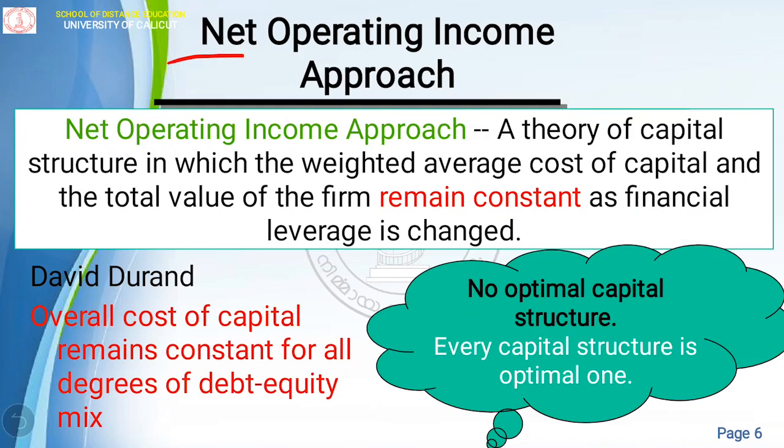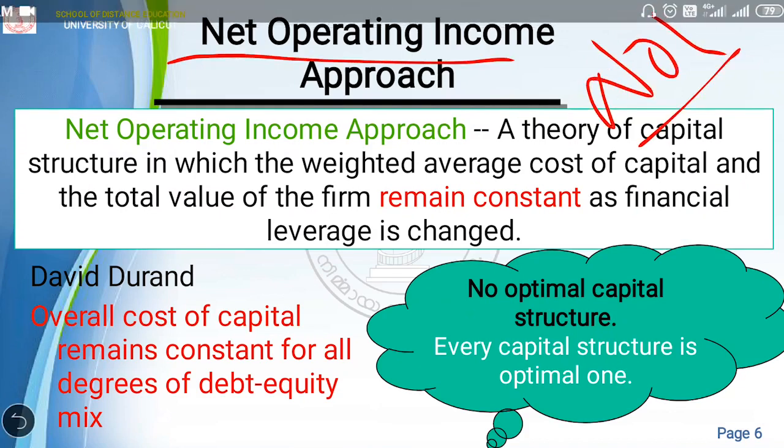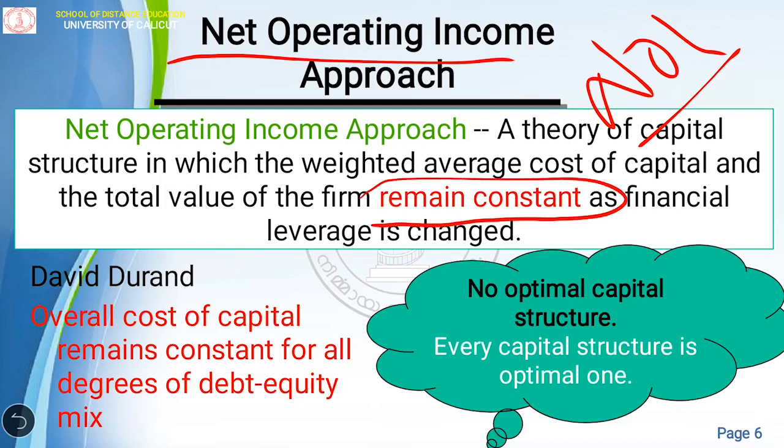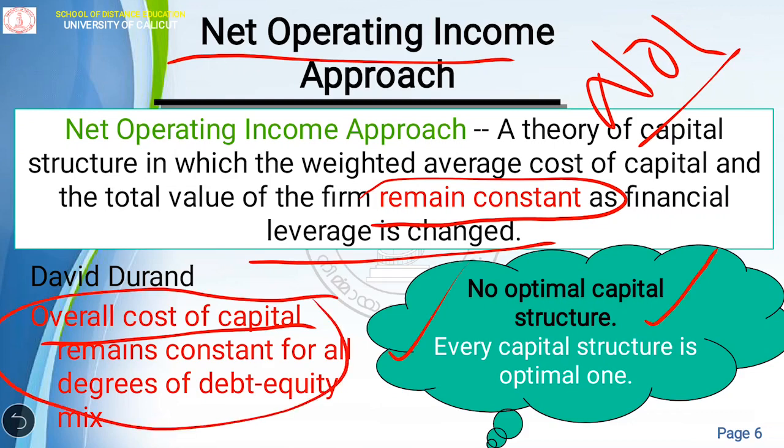Another is the net operating income approach, the NOI approach. This says that in the theory of capital structure, the weighted average cost of capital and the total value of the firm remain constant as financial leverage is changed. That means there is no optimal capital structure. Every capital structure is optimal, and the overall cost of capital remains constant for all degrees of debt equity mix. This is the key word. Overall cost of capital remains constant for all degrees of debt equity mix is the key area under this net operating income approach.